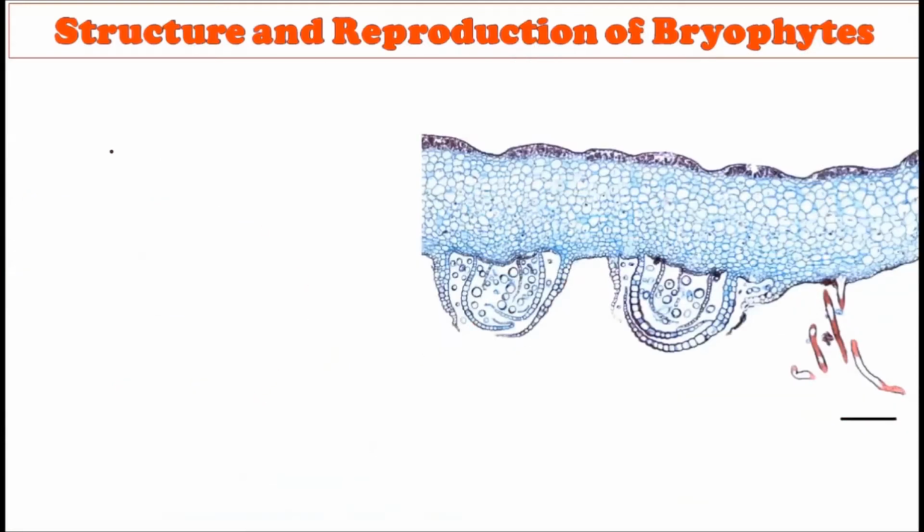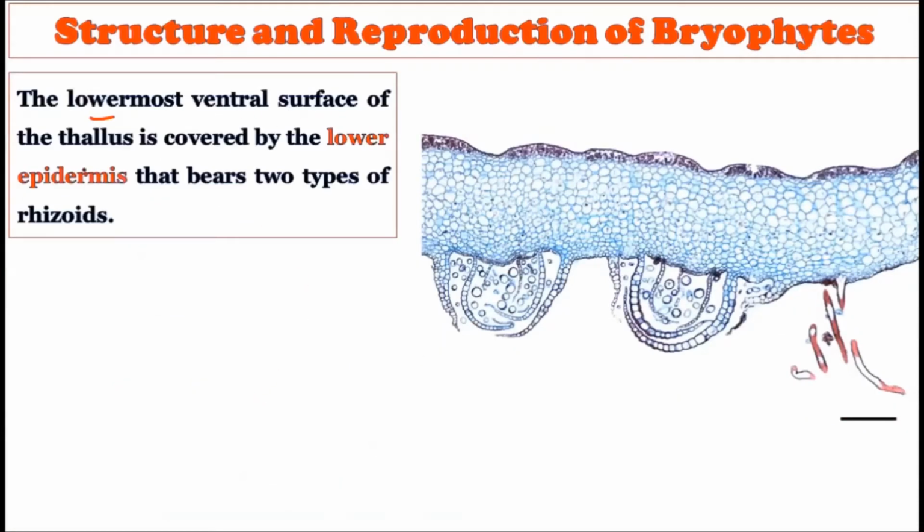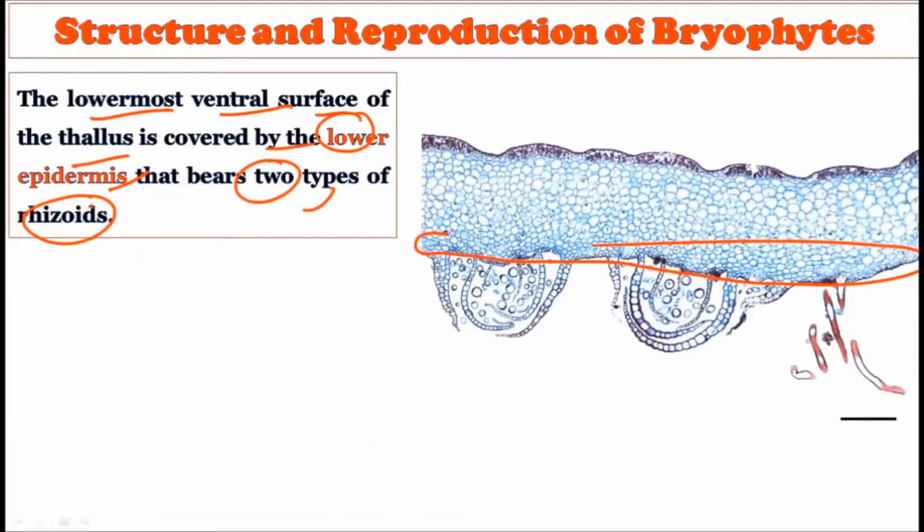The lowermost ventral surface of the thallus is covered with the lower epidermis. On the lower side, the lower epidermis bears two types of rhizoids: the simple smooth wall rhizoids and the tuberculate rhizoids. You should be able to mention that the lower epidermis possesses two kinds of rhizoids. So rhizoids come out of the lower epidermis.